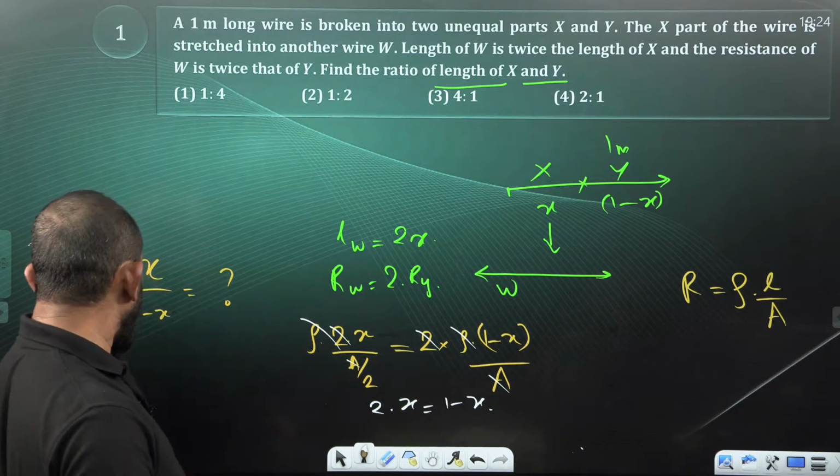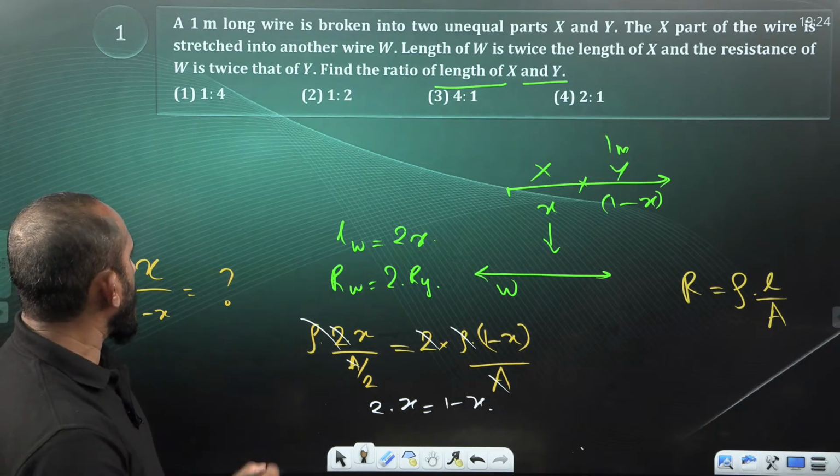Is it? So we have to find X by 1 minus X. So it will be answer 1:2.